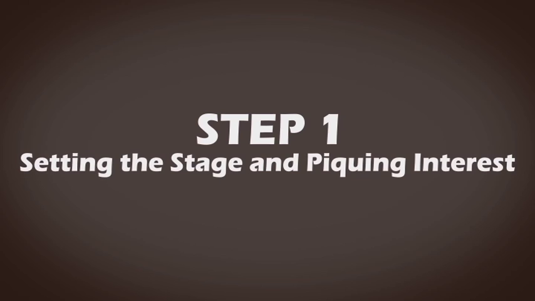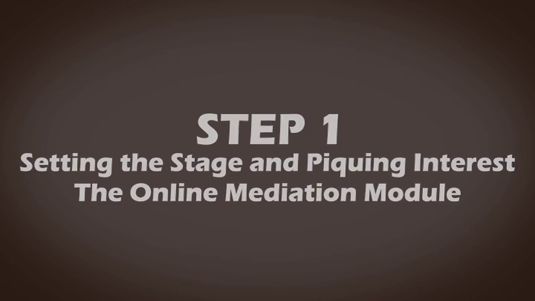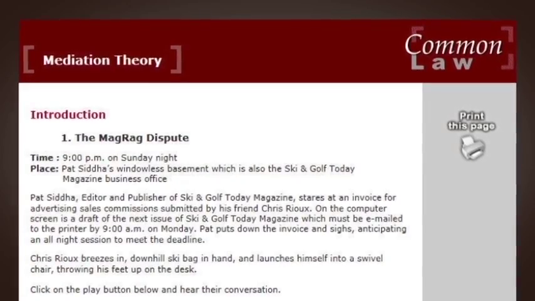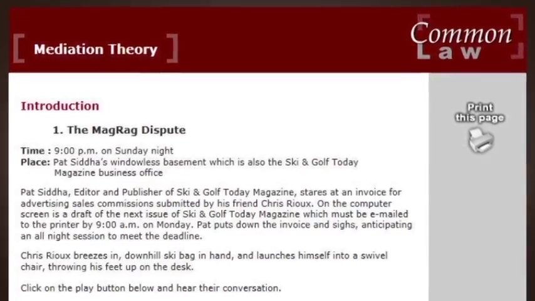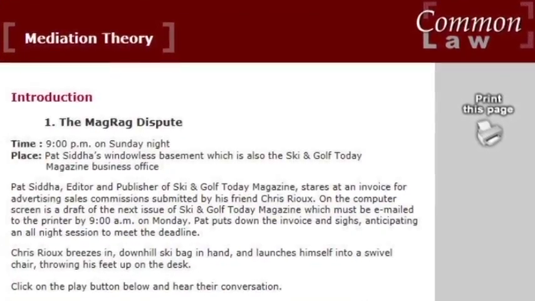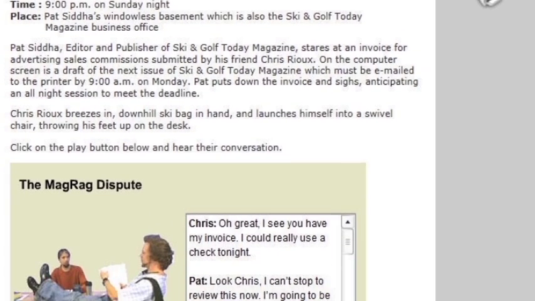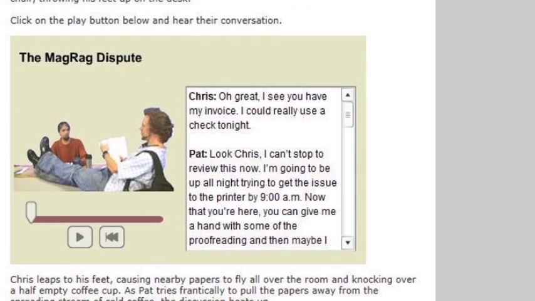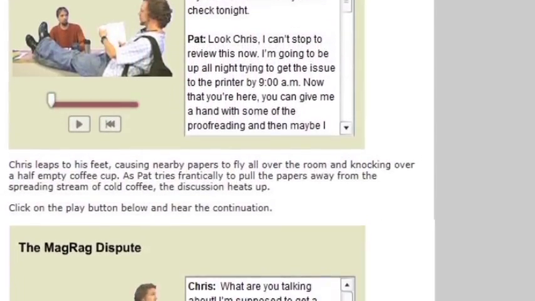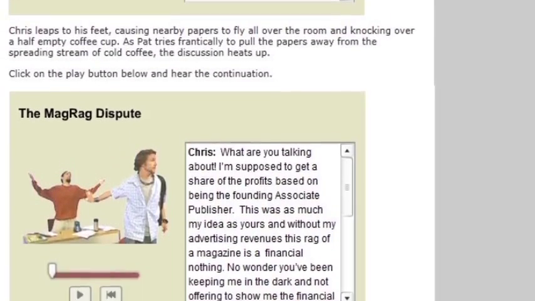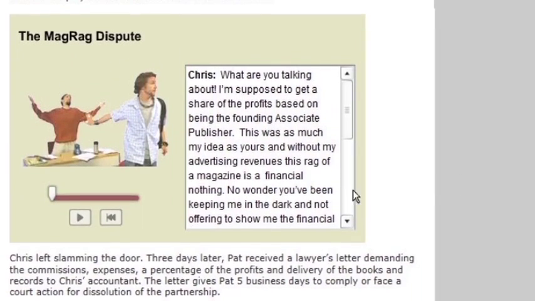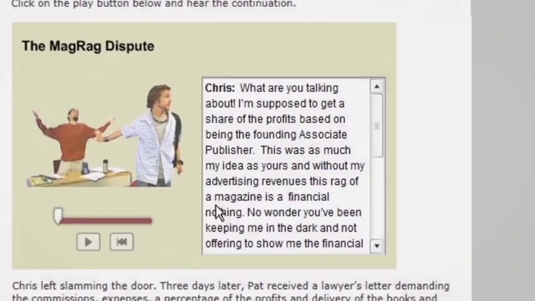Step 1. Setting the stage and piquing interest. The online mediation module. The introductory section is assigned in advance of the first mediation class. Students start as flies on the wall in the MagReg dispute case study. They hear a conversation between two business partners that ends badly and results in a lawyer sending a demand letter. The students are invited to see how lawyers use mediation to resolve disputes like this one.